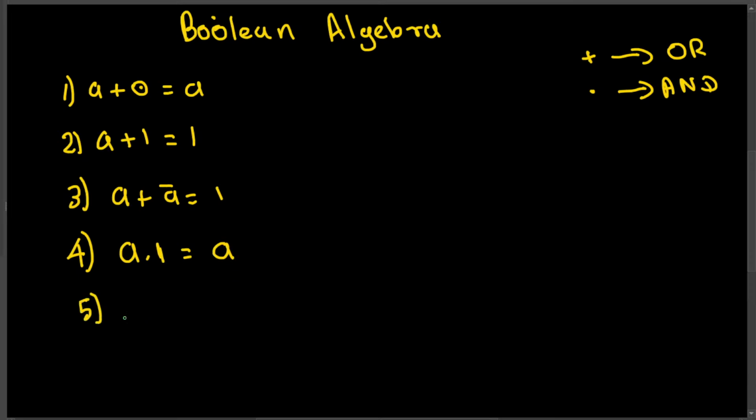And then 5. If a dot 0, a dot 0 is going to be 0, because in AND gate, if you have 1 0, that makes the whole thing 0. So a dot 0 is going to be 0.